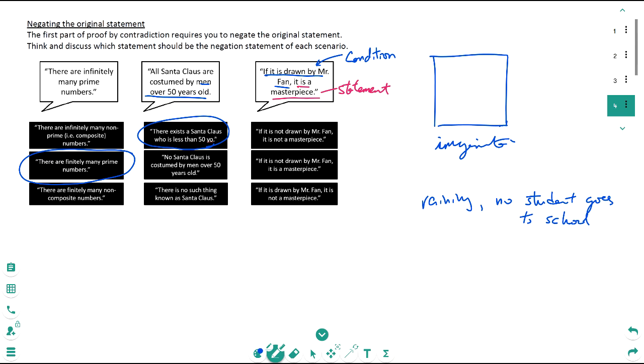If it's drawn by Mr. Fan, that's the only one that it is. Then you negate the statement: it is not a masterpiece. This is actually one of the hardest bits students will find when it comes to proof by contradiction. Right, next one.